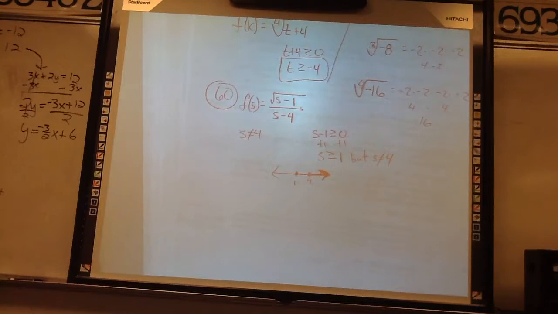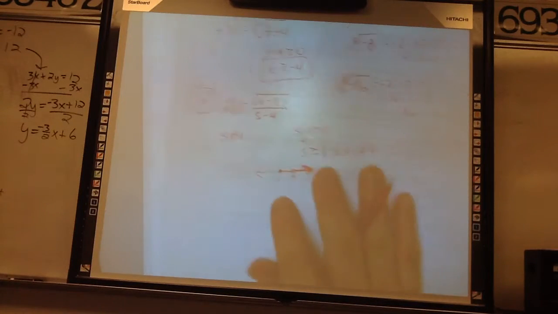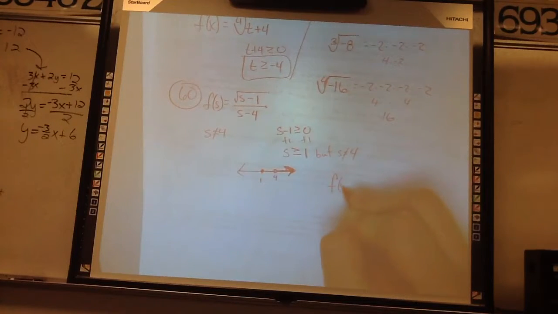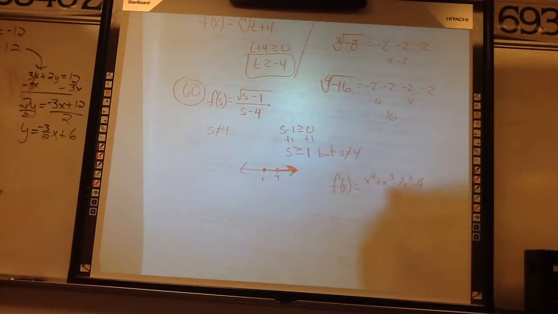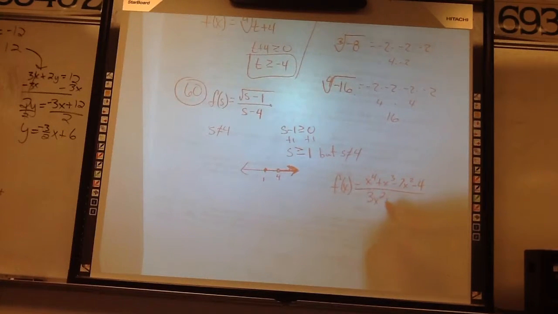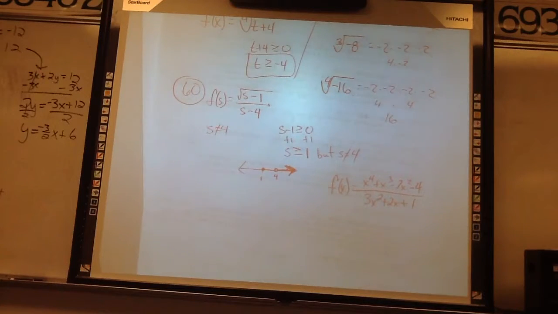You have to have even radicals, or fractions with x's on the bottom. So if I asked, what is the domain of x to the 4th plus x to the 3rd minus 7x squared minus 4 over 3x squared plus 2x plus 1? You literally just went all real numbers. Why didn't you go... No, it's all real numbers.